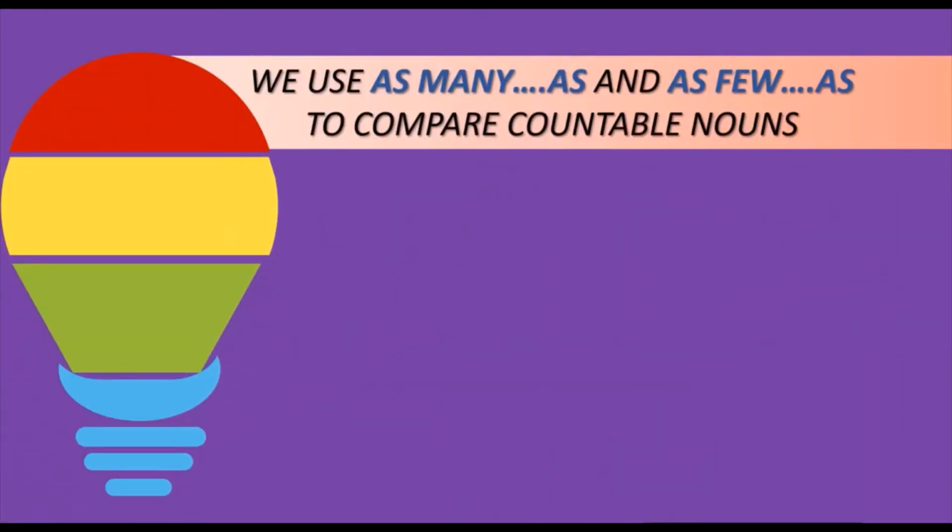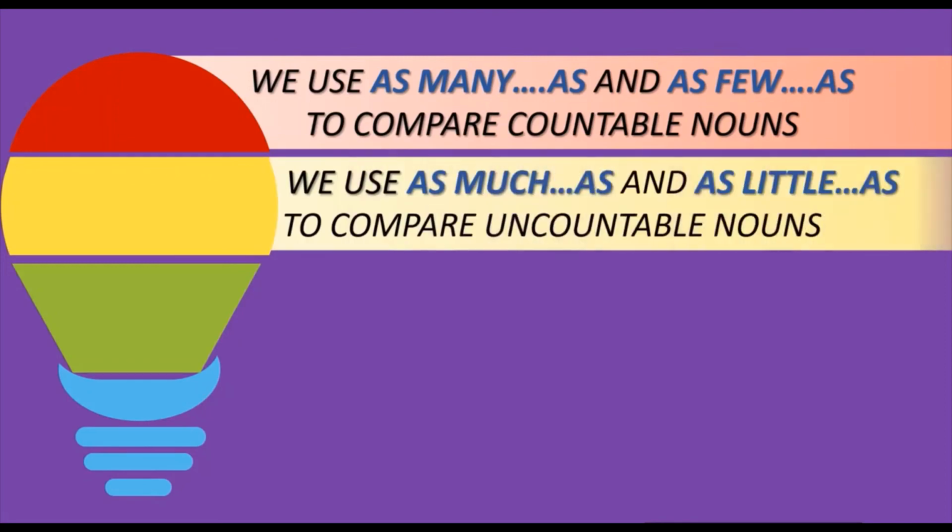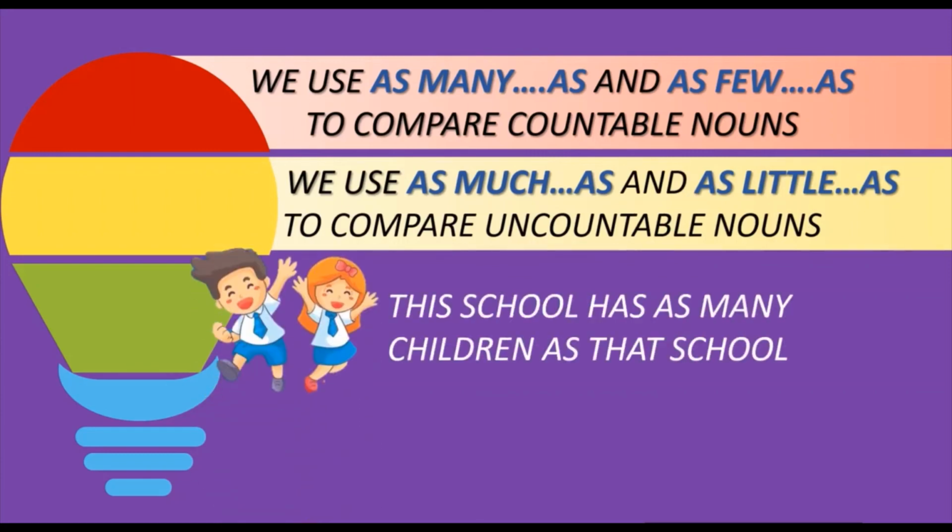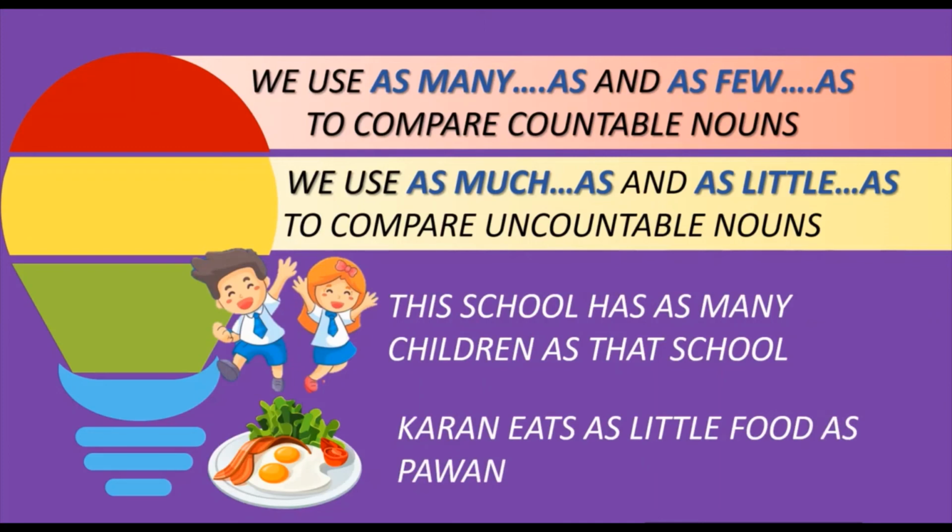We use as many as and as few as to compare countable nouns. We use as much as and as little as to compare uncountable nouns. Like, this school has as many children as that school. Here children is countable noun. Karan eats as little food as Pawan. Here food is uncountable noun.